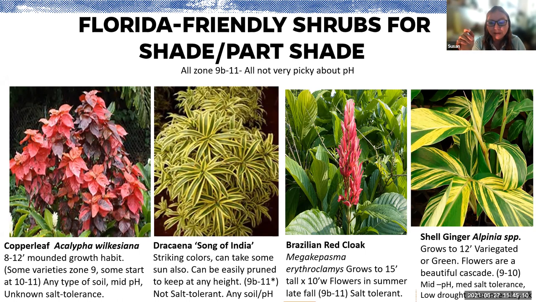The Brazilian red cloak is actually salt tolerant, which is unusual for a flowering shrub like this. It gets to be about 15 feet tall and about 10 feet wide. So it's a very large, robust shrub. This is why it's important to know how big they're going to get, because that's not ideal for some landscapes. It's kind of a big monstrous thing. So some people put this in and then they end up taking it out because it's too big.